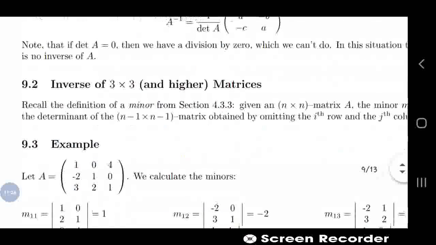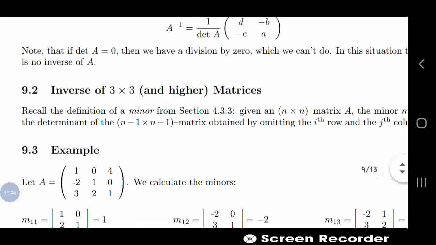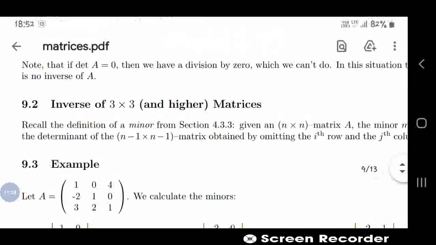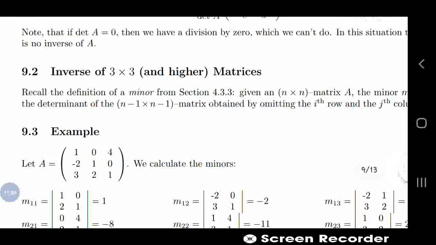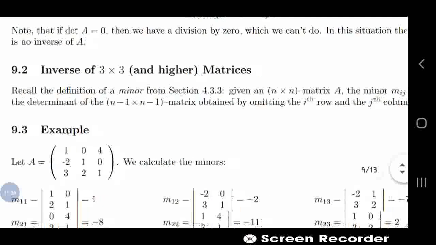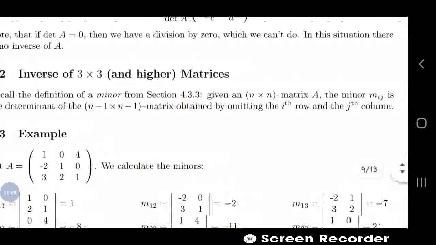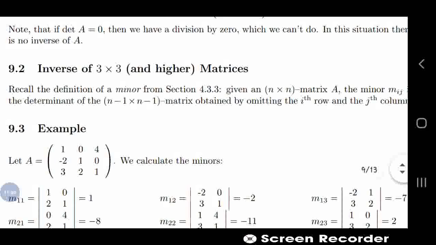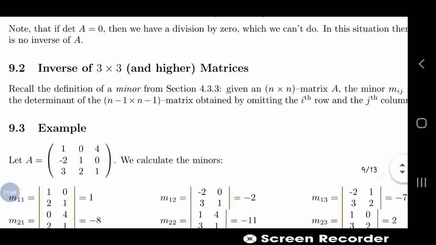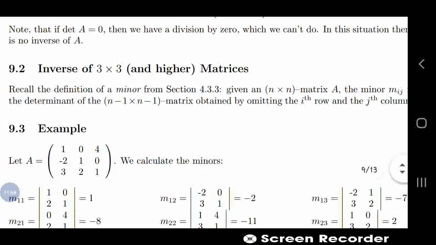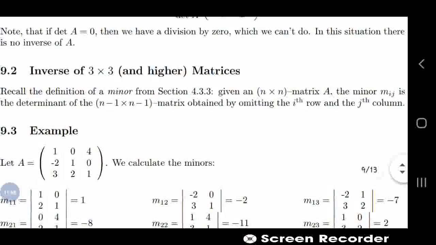Next, inverse of a 3 into 3 and more matrix than 3. So we have to recall all the definitions of the minor form section. So let us take, there is given an n into n matrix A, and the minor Mij is the determinant of the n minus 1 into n minus 1 matrix obtained by omitting the ith row and jth column.